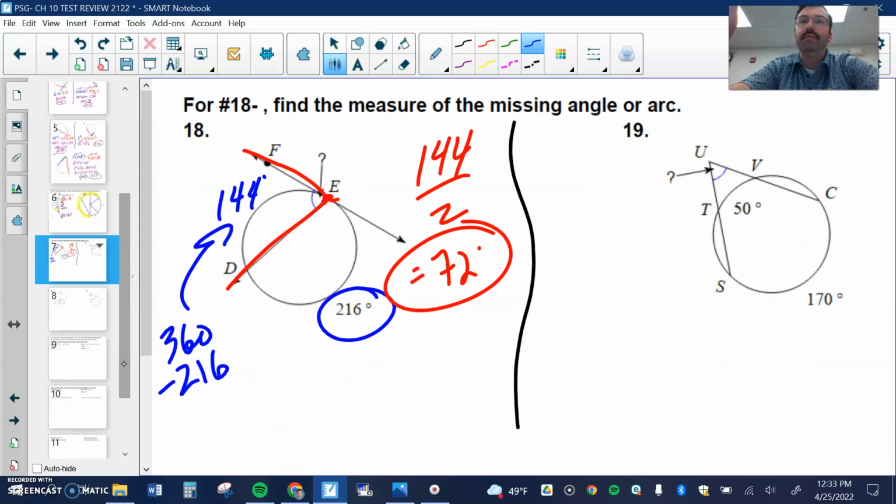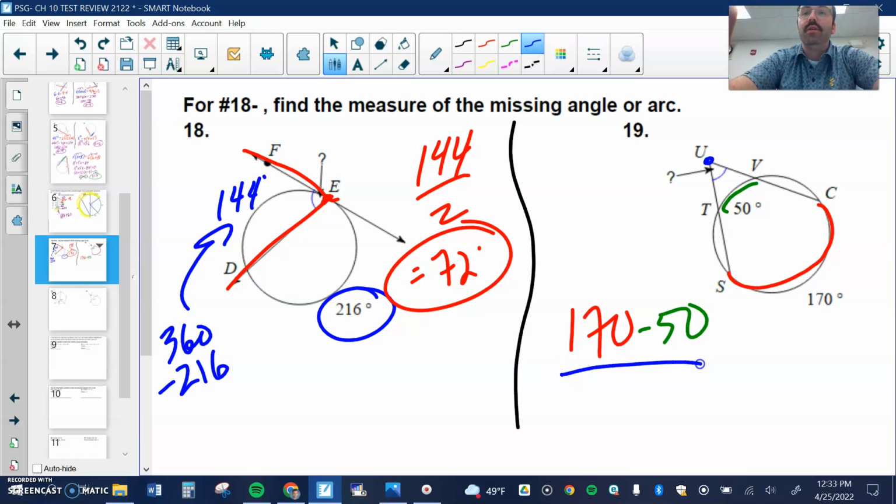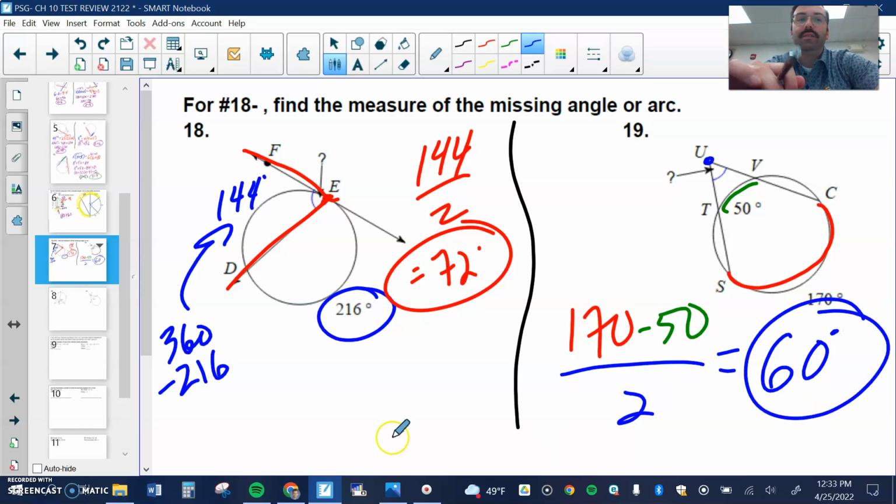Here we go. Here's the vertex. U is outside of the circle. When it's outside of the circle, I do the farther arc, so 170, minus the closer arc, so minus 50, over 2 to get my answer. Okay, it's A minus B divided by 2. Okay, so 170 minus 50 is 120. 120 divided by 2 gives me 60 degrees.